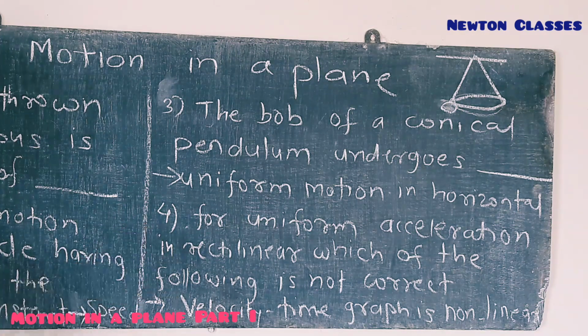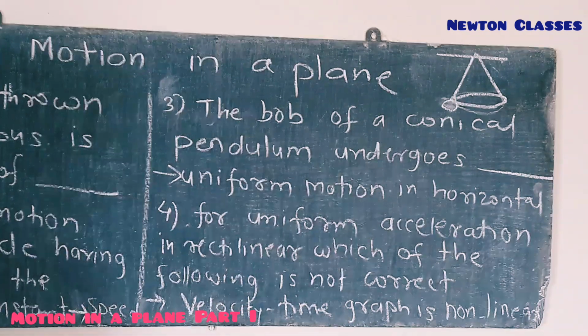The fourth question is: for uniform acceleration in rectilinear motion, which of the following is not correct? When the acceleration of the body is uniform, then the velocity-time graph is linear, but the fourth option is that the velocity-time graph is non-linear. Therefore, this one is not correct.